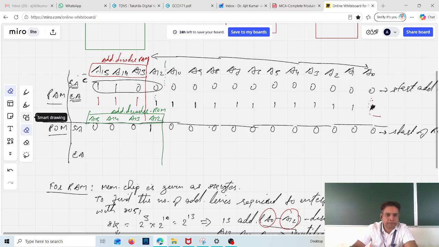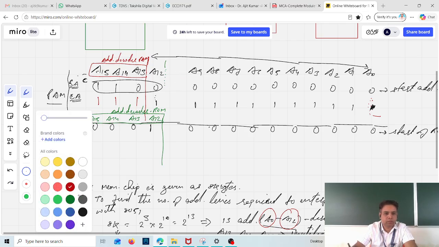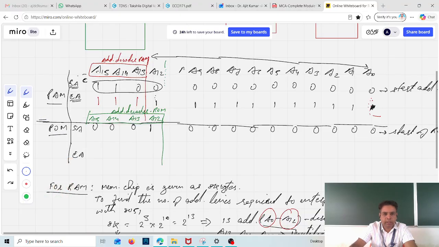So I'll do one thing, right here, 2 bits. That is A10, and I write here A10, A11. Now A10 is 0 in the starting address and A11 is 0 in the starting address for the RAM, and the end address will be A10 1, A11 1, and A12 of course 1. This was the case here.